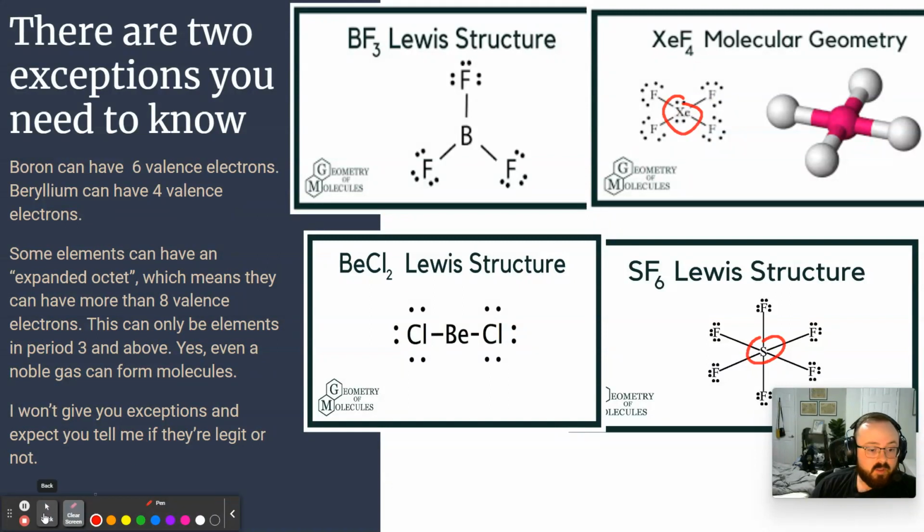You can see it with chlorine, for example, in some of these ions. Lots of examples. Just be able to identify it. I will be as clear as possible that this is an exception when we start talking about whether the structures are legitimate or not.